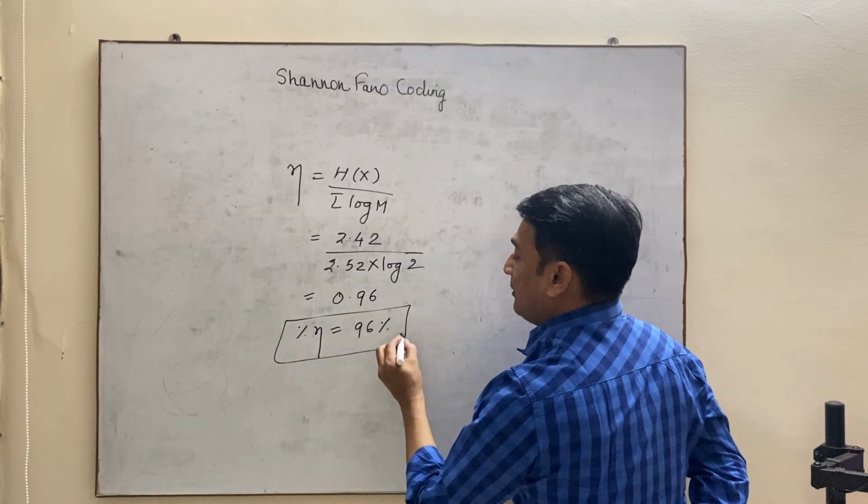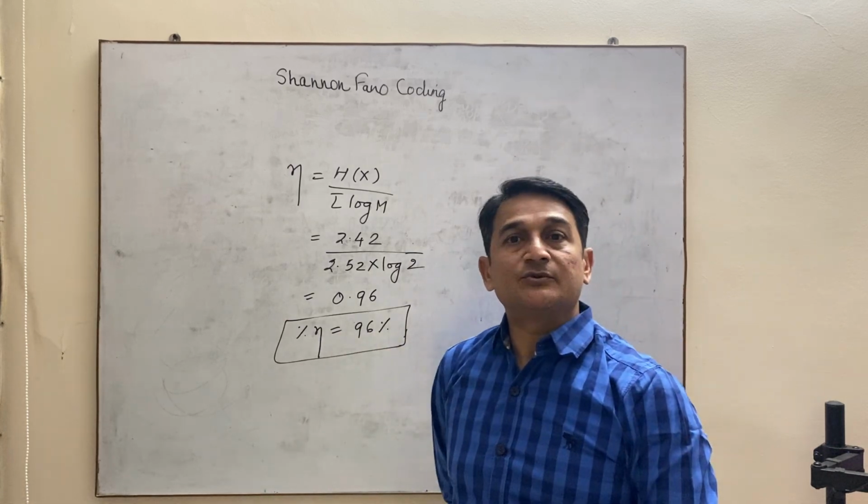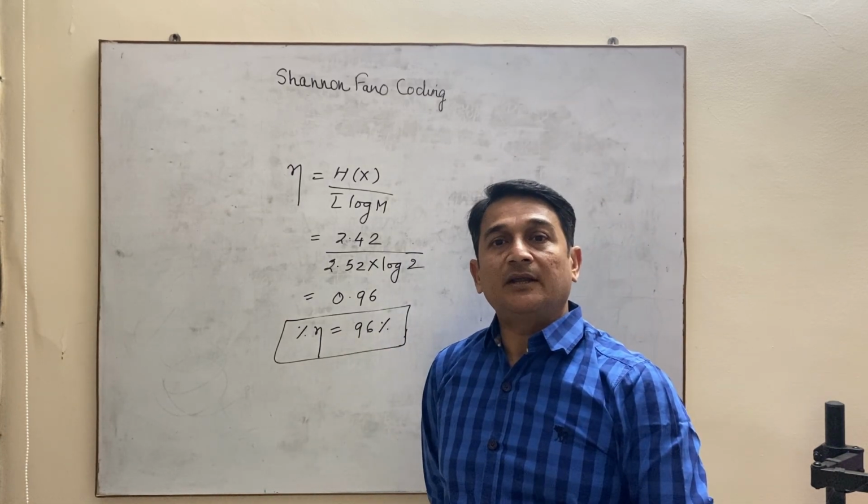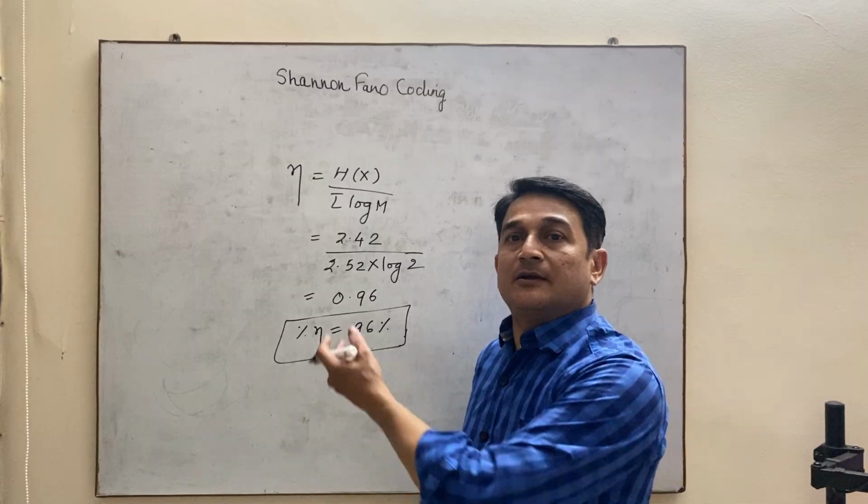This is how we can calculate the coding efficiency using the Shannon Fano coding technique. I hope you understand using this example.